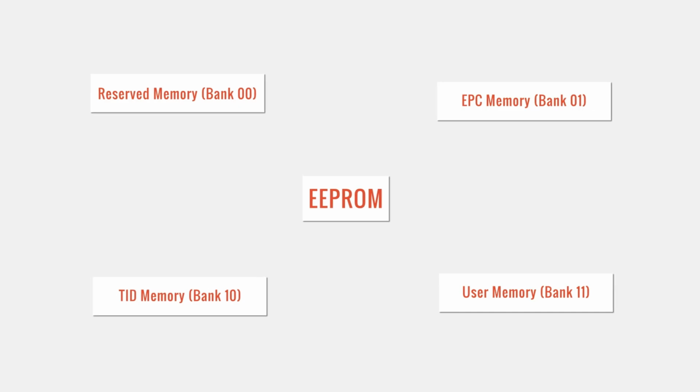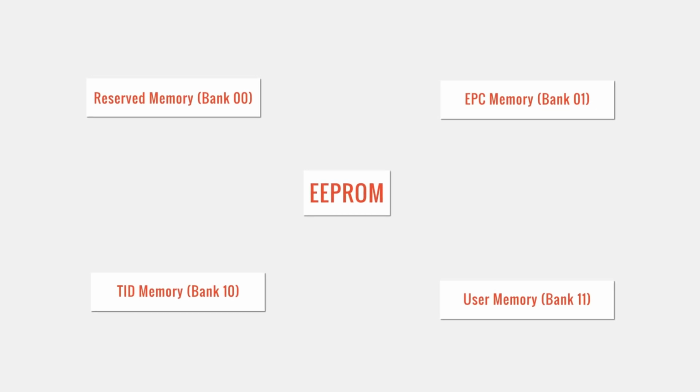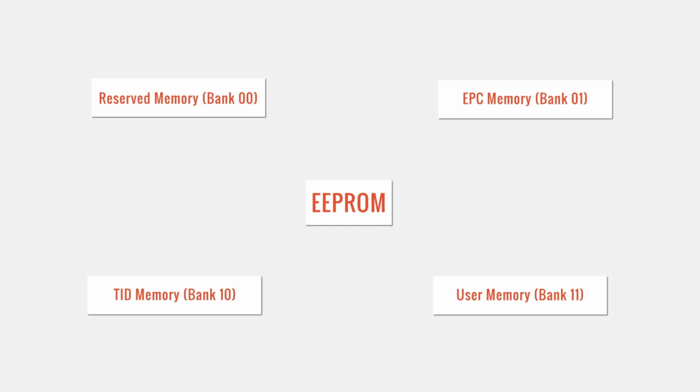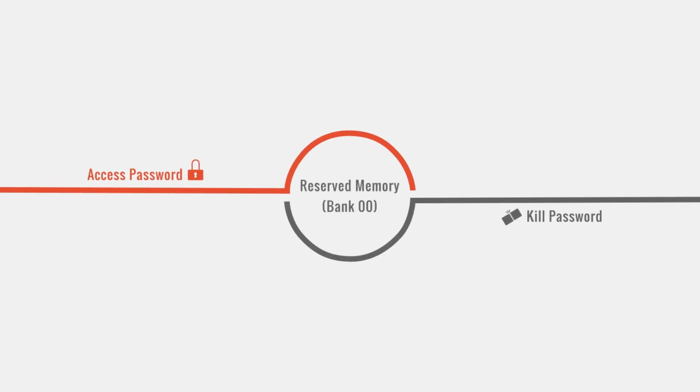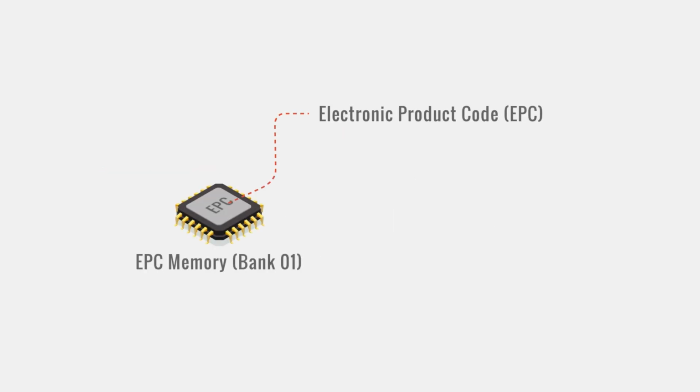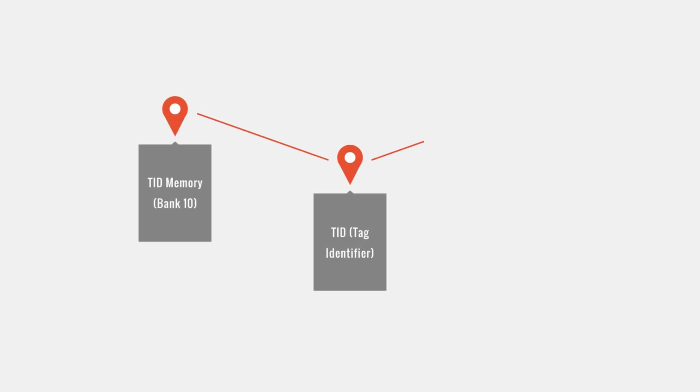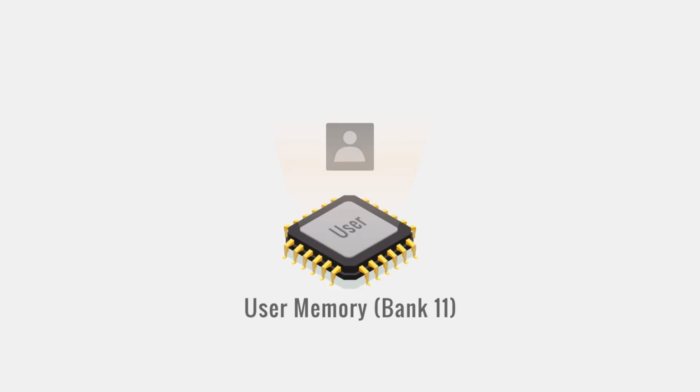In common UHF RFID tags, the standard divides the EEPROM into four main memory banks. The first is reserved memory, which stores the access password and kill password, primarily for security control and tag-killing functions. The second is EPC memory, which stores the electronic product code, a key element for identifying items. The third is TID memory, where TID is stored to identify the tag chip itself. The fourth is user memory, reserved for application-specific data.